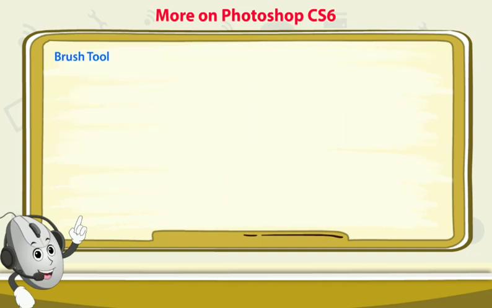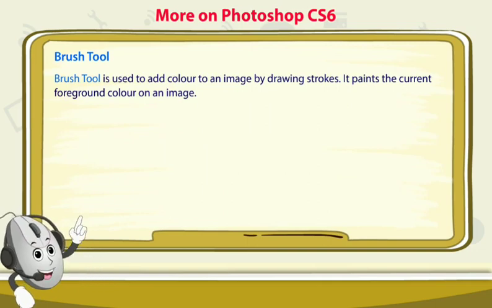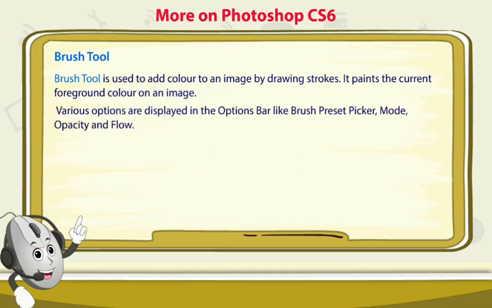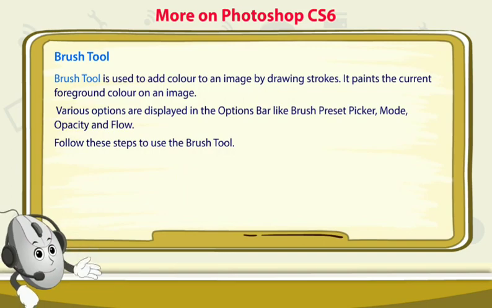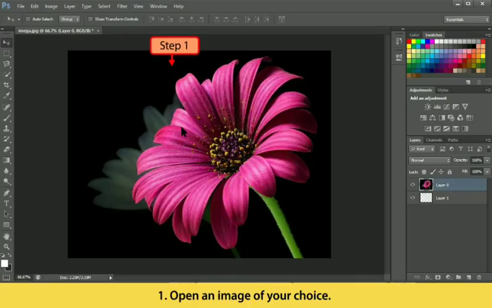As we have already learned brush tool, pencil tool and eraser tool in Paint. Brush tool is used to add color to the image by drawing stroke. Just like you draw a stroke, it paints the current foreground color on an image. Foreground means the front of the image and background means the background. Various options are displayed in the option bar like brush preset picker, mode, opacity and flow. So let's learn how to use brush tool.